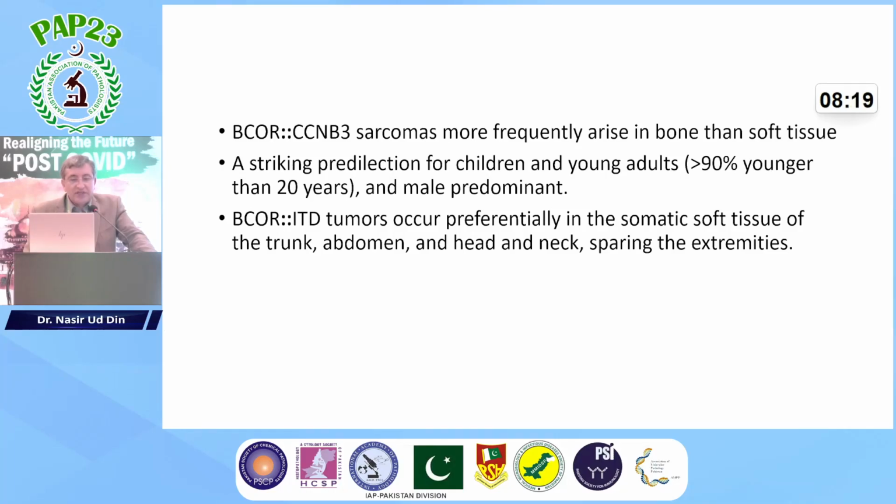BCOR-CCNB3 sarcomas most frequently arise in bone rather than soft tissue and show a striking predilection for children and are male predominant. BCOR internal tandem duplication tumors preferentially occur in the somatic soft tissues of the trunk, abdomen, head and neck, sparing the extremities.